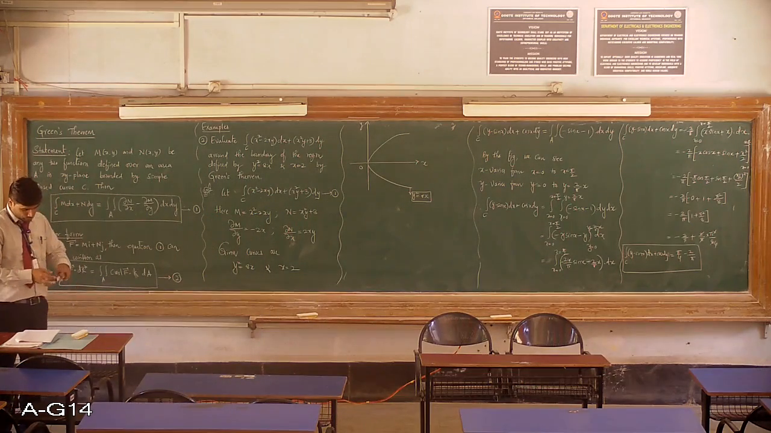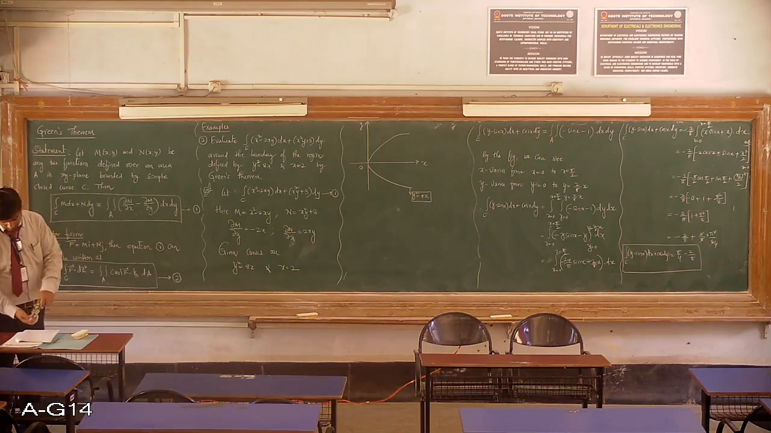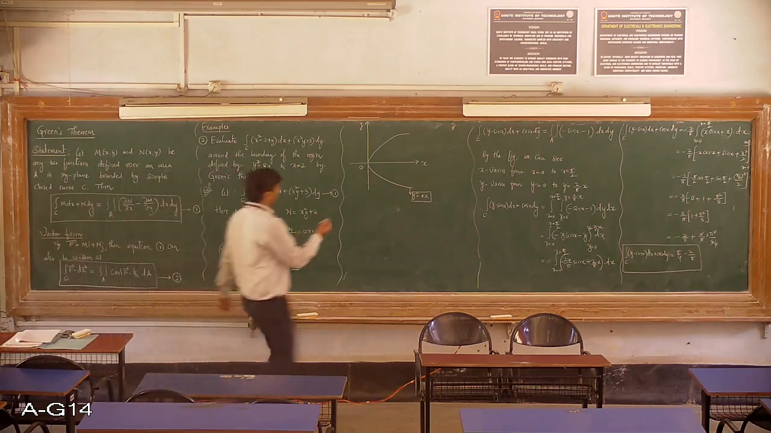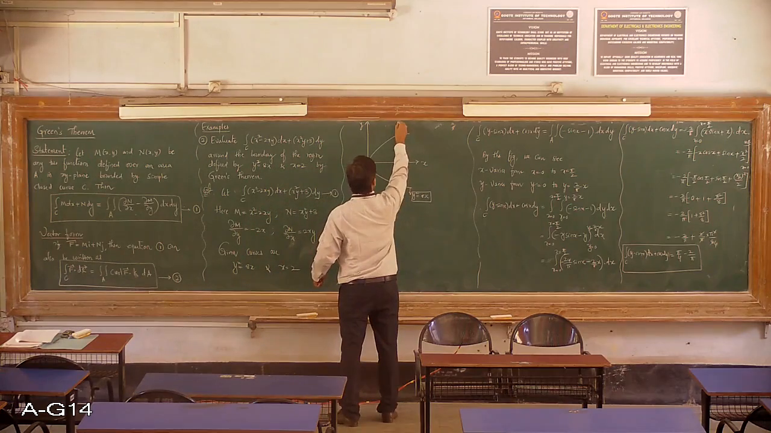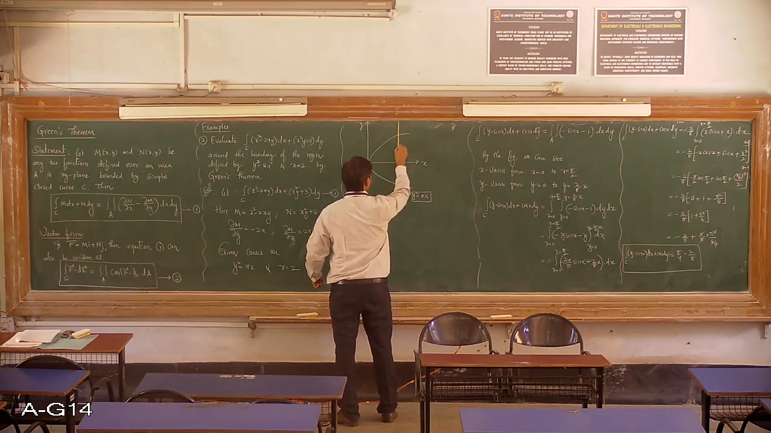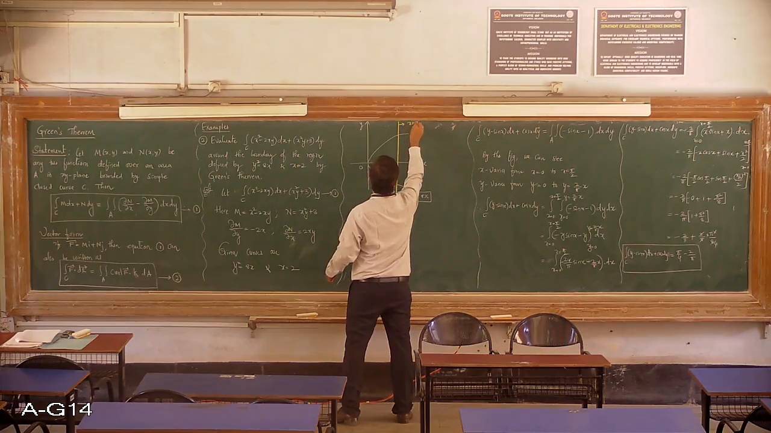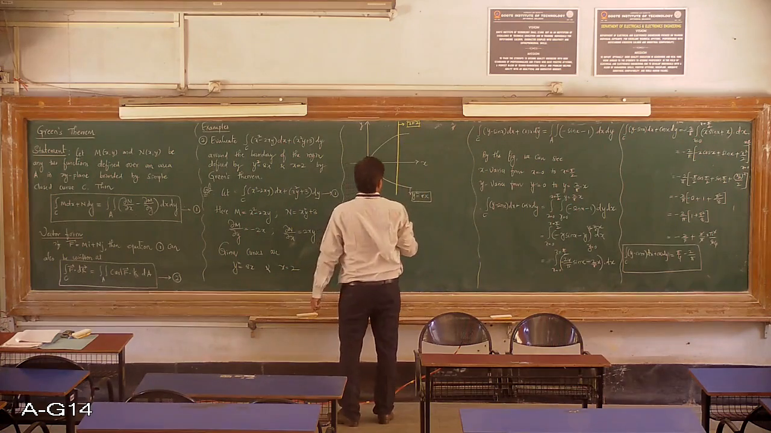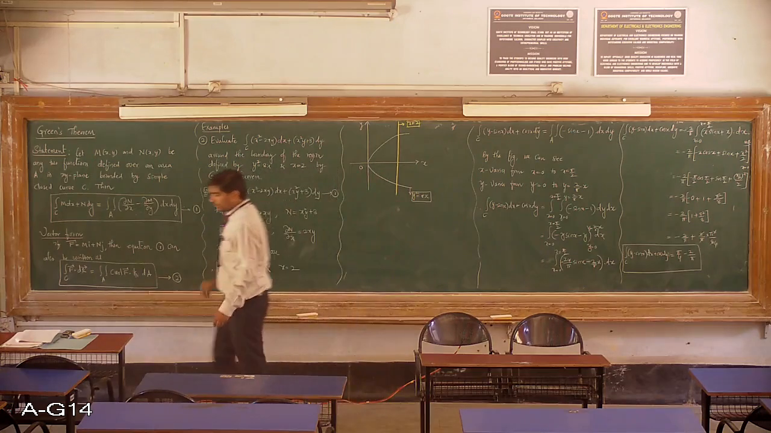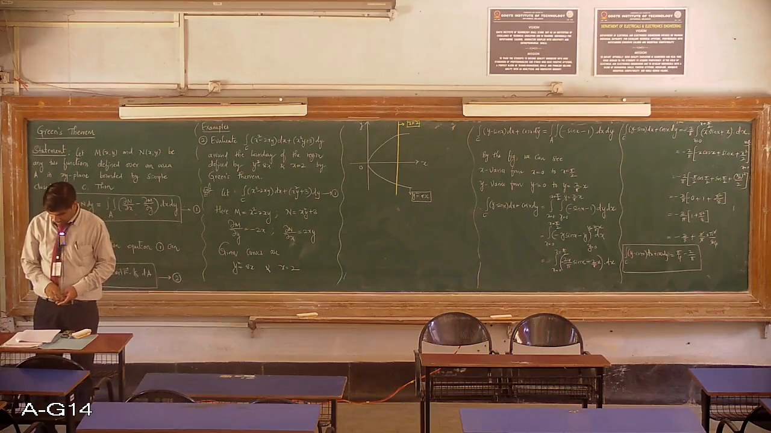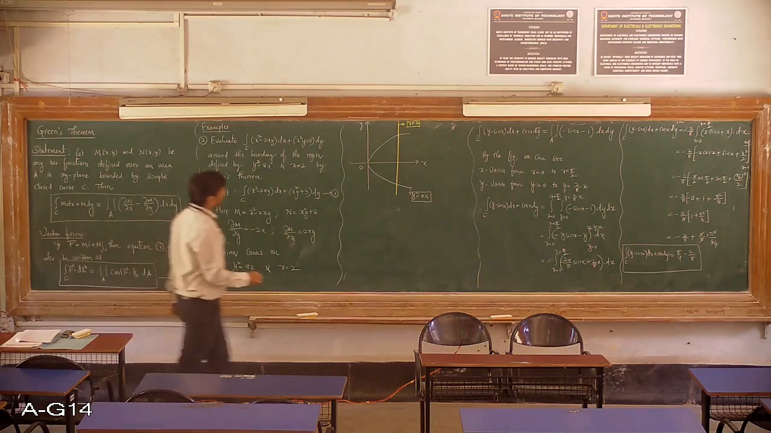You know that x equals 2 means what? x equals 2 means a line parallel to the y-axis. So therefore it is x equals 2. So now the given area is defined. So therefore, now the pointers.